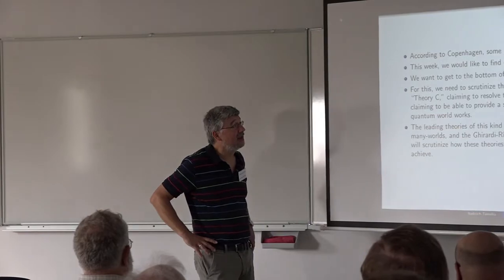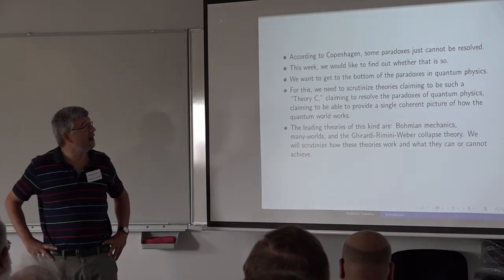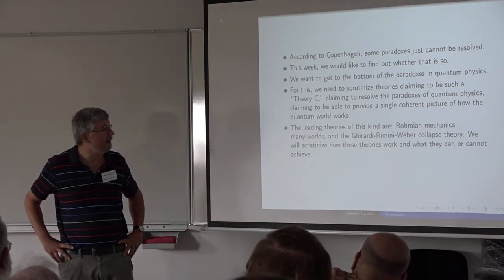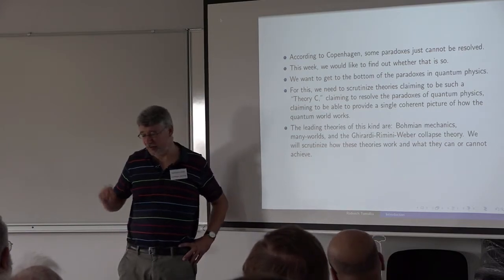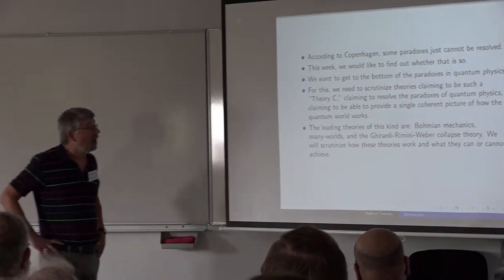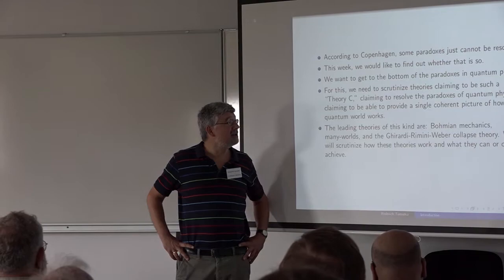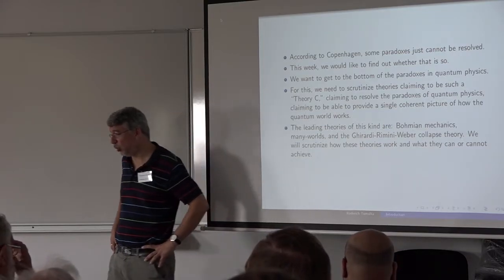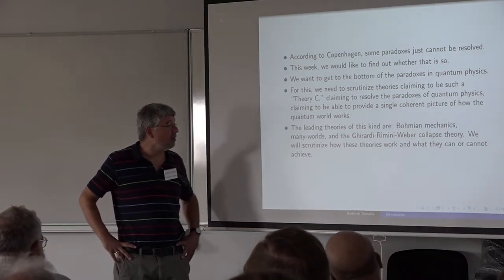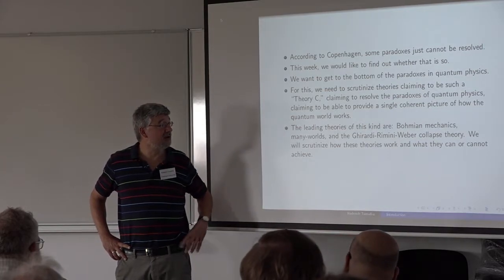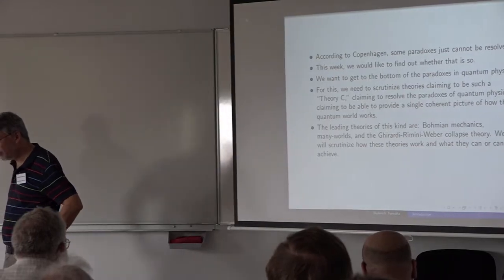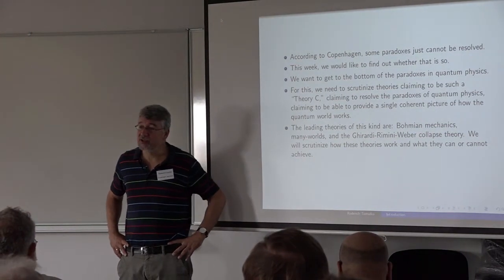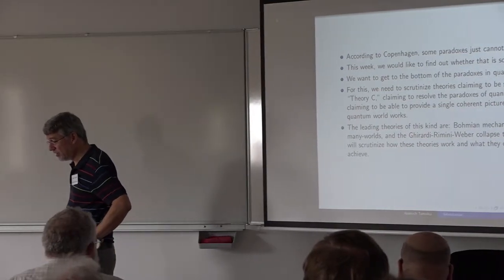So, according to Copenhagen, some paradoxes just cannot be resolved. And this week, we would like to find out whether that is so. We want to get to the bottom of the paradoxes in quantum physics. And for this, we need to scrutinize theories, examine theories, claiming to be such a theory C, that is, claiming to resolve all the paradoxes of quantum physics, claiming to be able to provide a single coherent picture of how the quantum world works. The leading theories of this kind are Bohmian mechanics, many worlds, and collapse theories. The best known collapse theory is that of Ghirardi, Rimini, and Weber. So part of the thing we will do is to scrutinize how these theories work. We want to understand how these theories work, what they can achieve and what they cannot achieve.